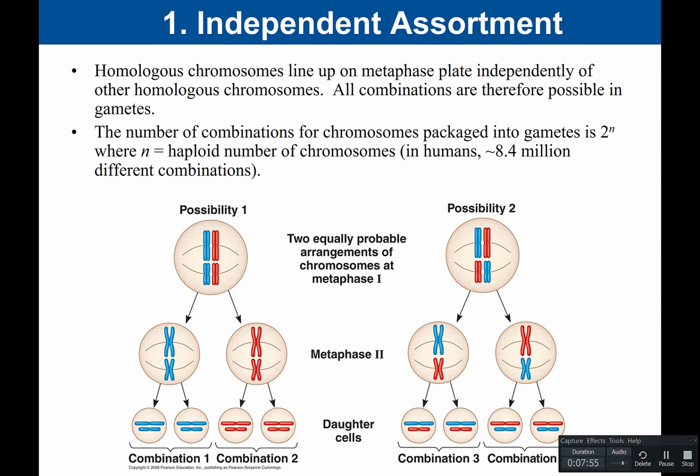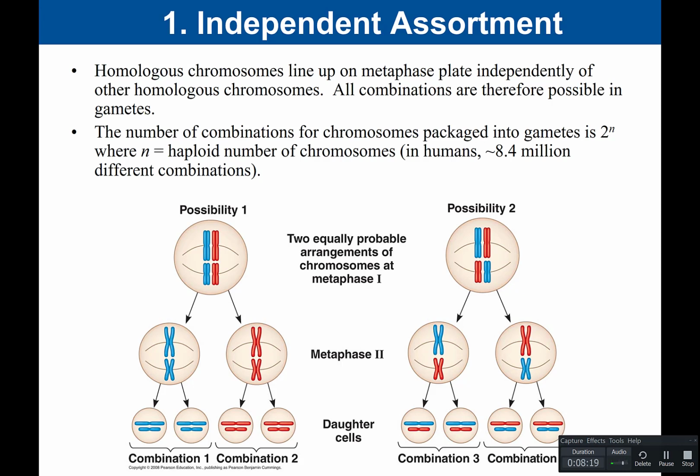And what I mean by that is that it's not that the chromosomes communicate and say all the ones from mom on one side, all the ones from dad on the other. Doesn't work that way. It's completely random the way the chromosomes line up along the metaphase plate. And so all combinations are therefore possible. So let's look at a simplified example.